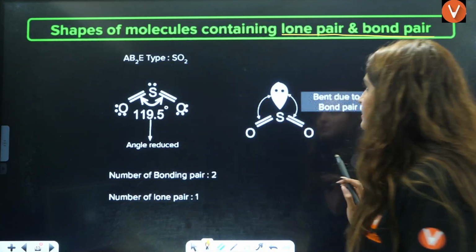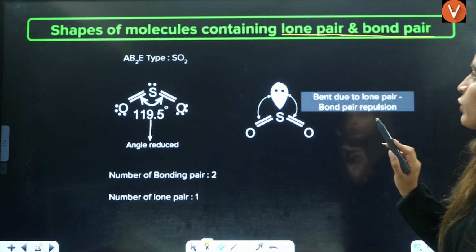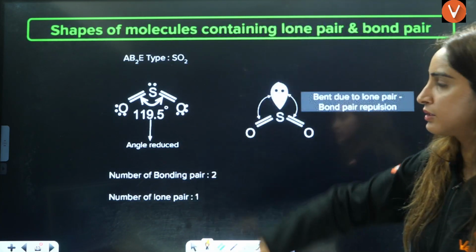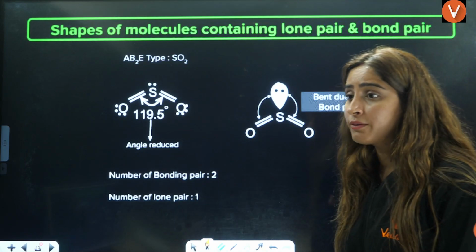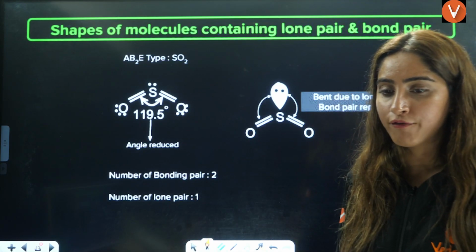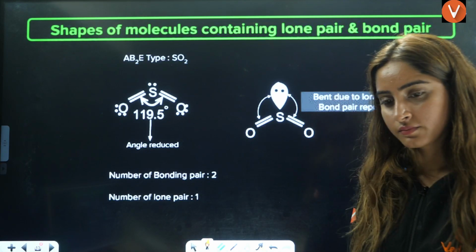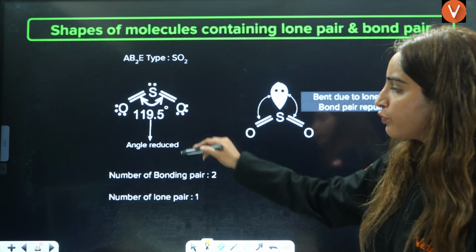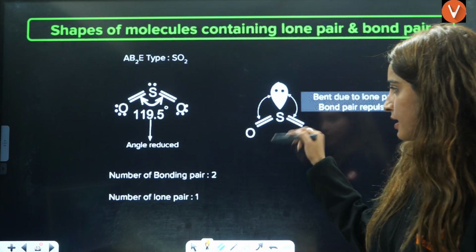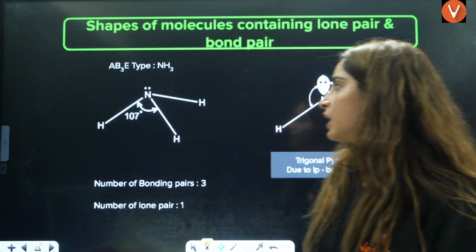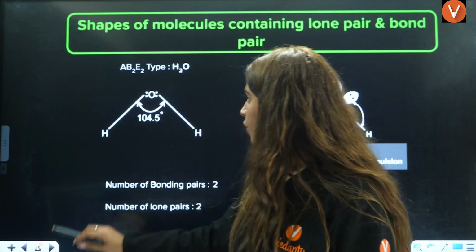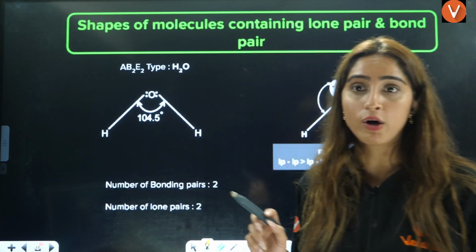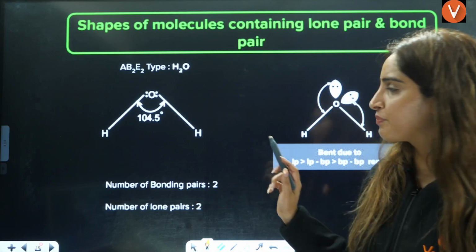Now, if you see this here, shapes of molecules containing lone pair and bond pair. Can you see that? Everybody? Okay. Now, SO2 we have already done. I have told you this. This too we have done. NH3 we have done. H2O we have not done. Let's see this. Very simple.